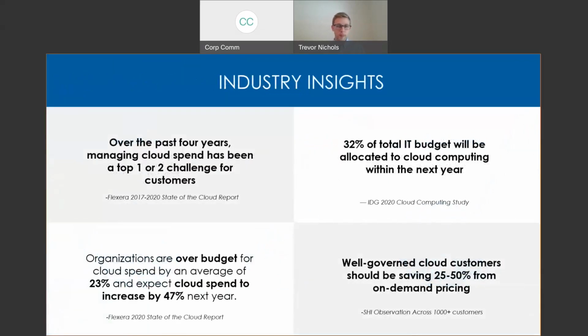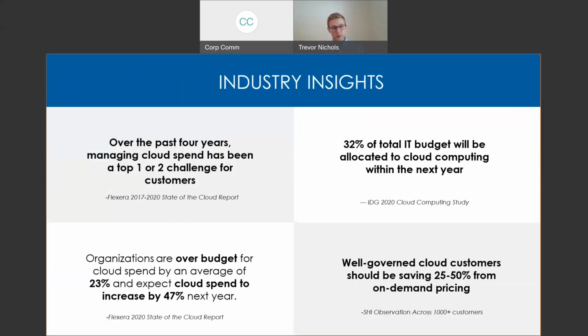So as I said before, there is a lot of misspend in the cloud for that third pillar we just looked at. And to give you an idea of where many companies stand within the industry, you can look at these insights from the past several years. The first one on the top left is just that over the past 4 years, we have seen that managing cloud spend, across the survey of hundreds of customers from many different verticals and business sizes, has continuously been the top one or second highest challenge.